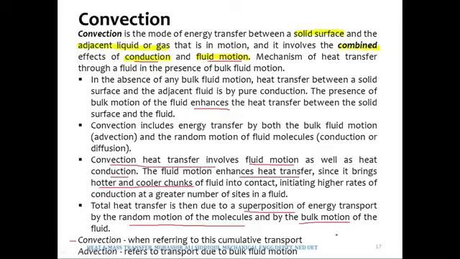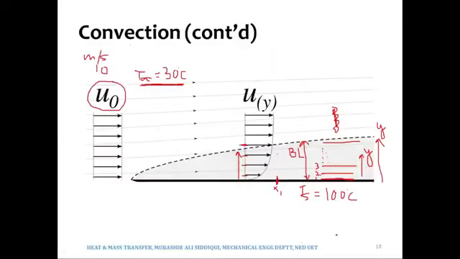However, if we consider the combined effects of bulk fluid motion and conduction, diffusion, we call it convection. So you can say that convection is advection plus conduction or diffusion. So this is what we have discussed.